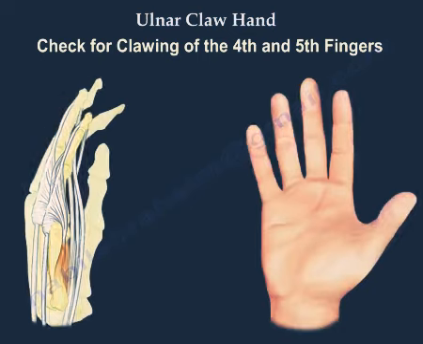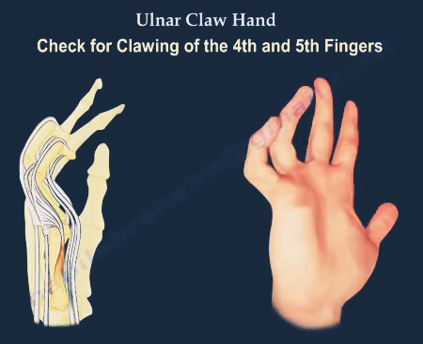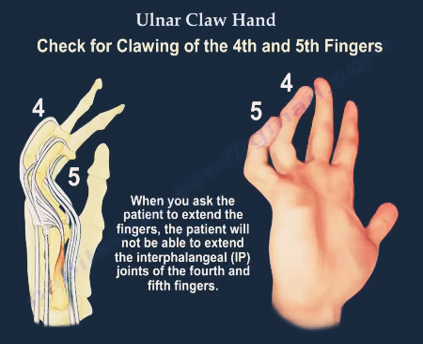How do you check for clawing? Clawing is seen when the patient is asked to extend the fingers. A hand in the ulnar claw position will have the fourth and fifth fingers extended at the MCP joint and flexed at the IP joints, the interphalangeal joints. So when you ask the patient to extend the fingers, the patient will try, but will not be able to extend the interphalangeal joints of fingers number 4 and number 5.